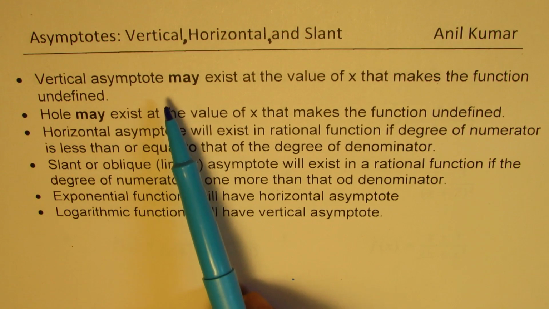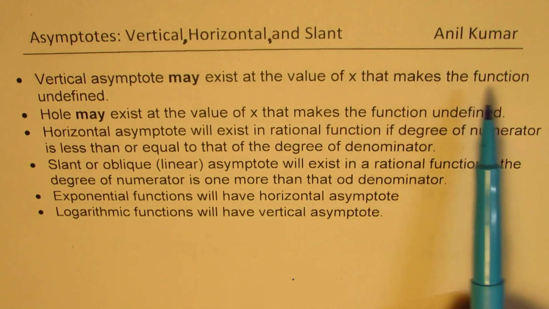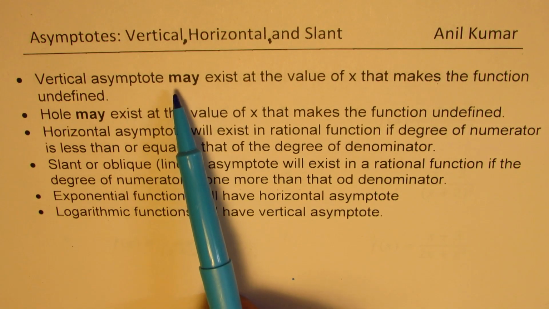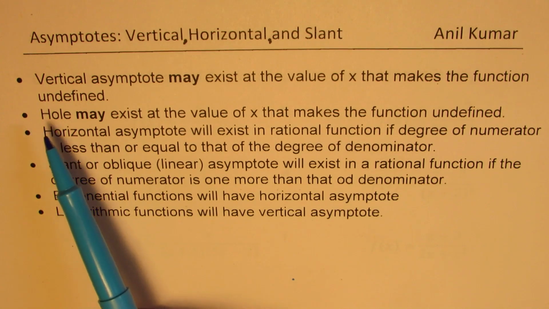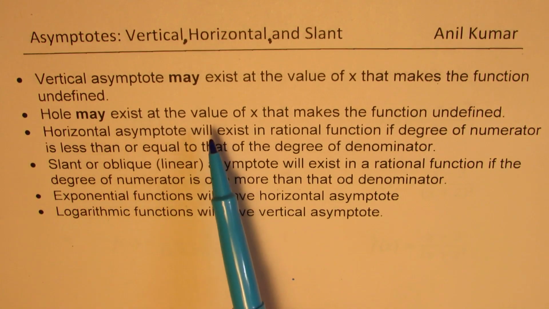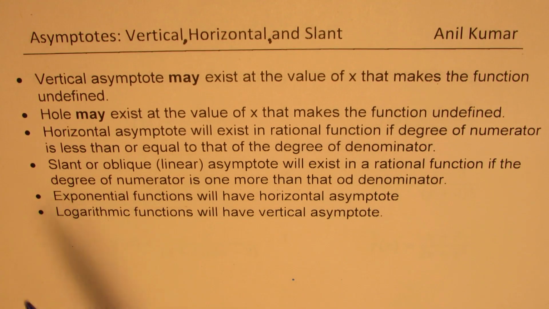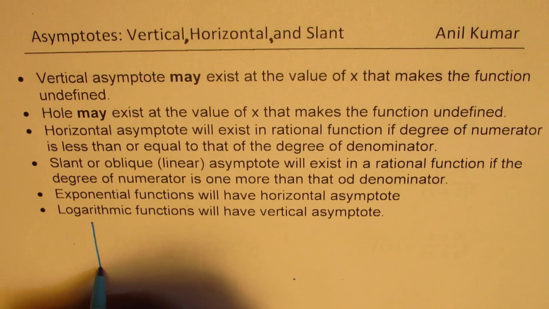A vertical asymptote may exist at the value of x that makes the function undefined. Now the key phrase here is "may exist," right? The second one here is that a hole may exist at the value of x that makes the function undefined. So these two things one needs to understand fairly well. Let me take an example to illustrate.